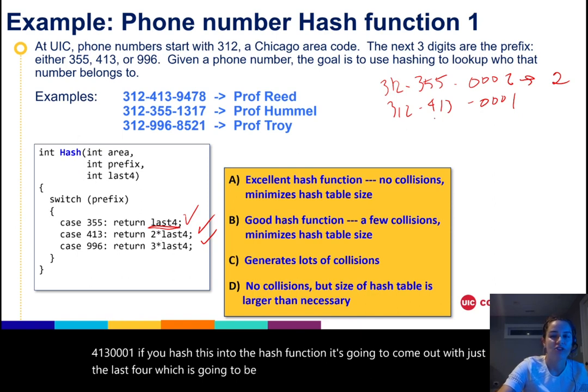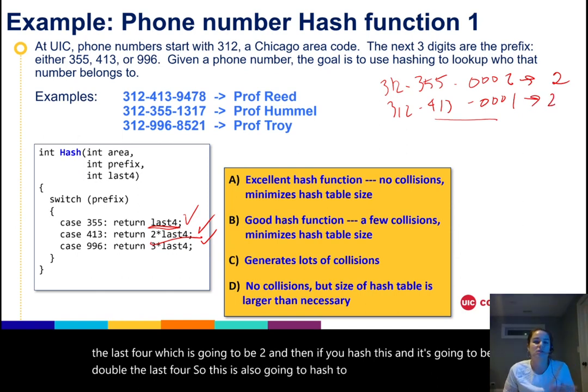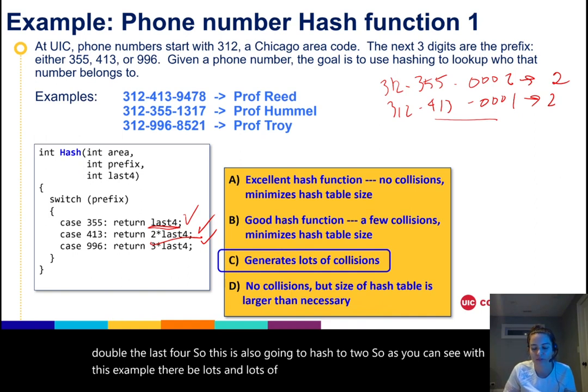And then if you hash this in, it's going to be double the last 4, so this is also going to hash to 2. So as you can see with this example, there would be lots and lots of different collisions that you might have from this hash function.